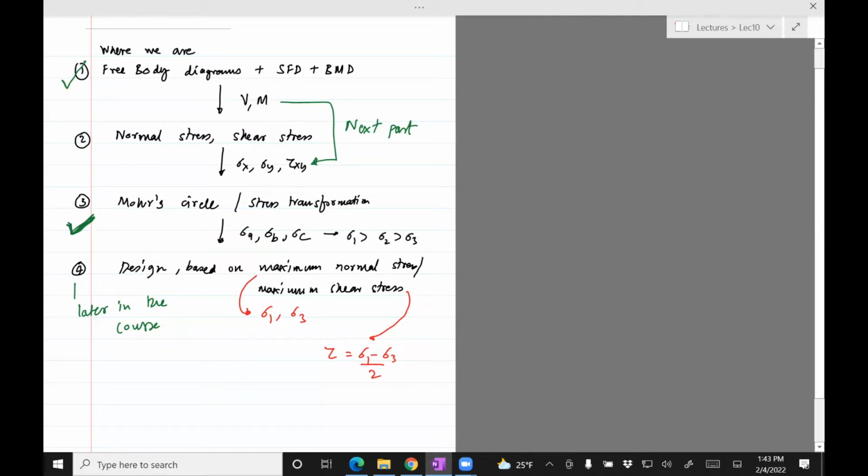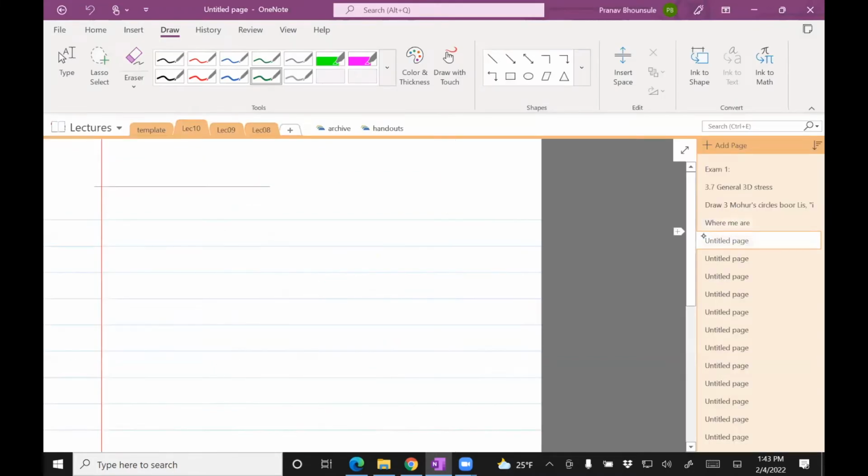Okay, so let's get to this part now, which is computing sigma x, sigma y, tau xy. I'll introduce this and we'll run out of time, so I'll just introduce this and then we'll continue on Monday. This part is on how we compute the normal stresses in a beam.